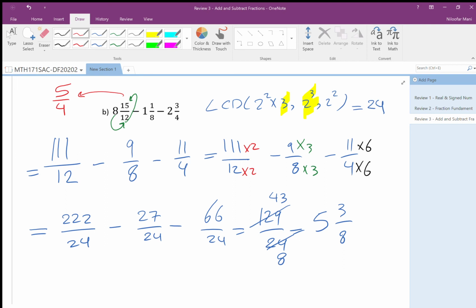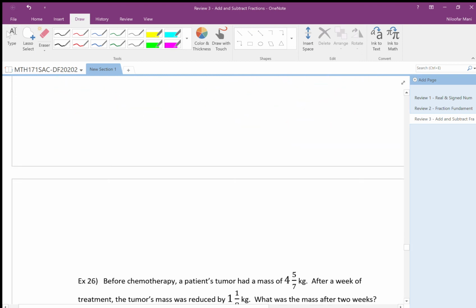I can change 15 over 12 to 5 over 4, and then I don't need to. So the least common denominator will be 8, not 24, and everything will be smaller, not easier. So the same operations, but just smaller. But it doesn't matter. I didn't do it, just to show you. At the end, I simplify. At the end, I go to mixed fraction.